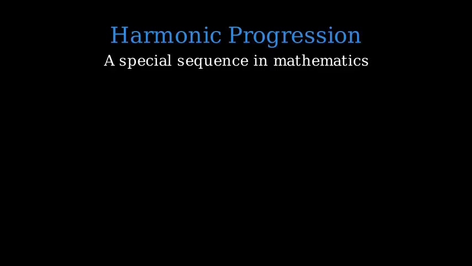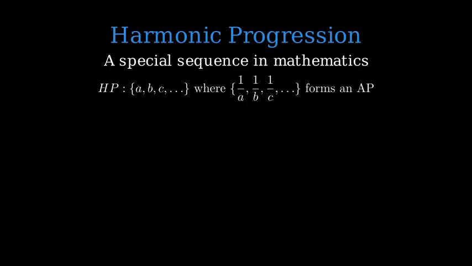Welcome to our lesson on harmonic progression. In mathematics, a harmonic progression is a sequence of numbers where the reciprocals of the terms form an arithmetic progression. Let's understand what that means and explore some examples.